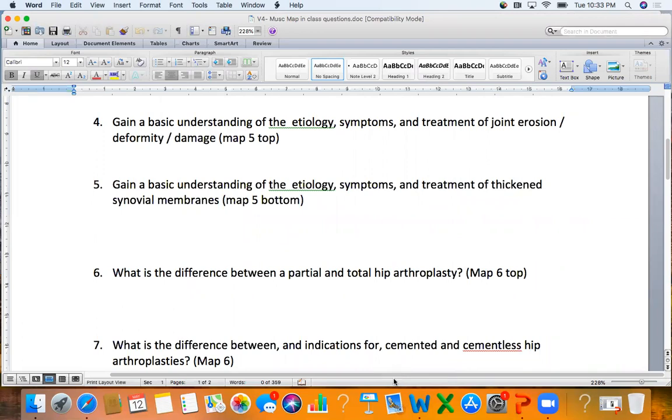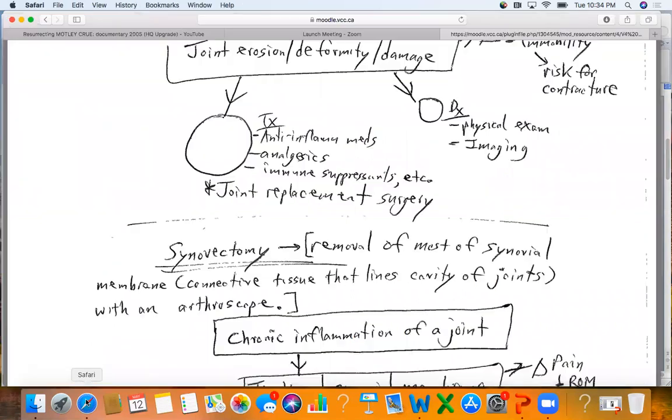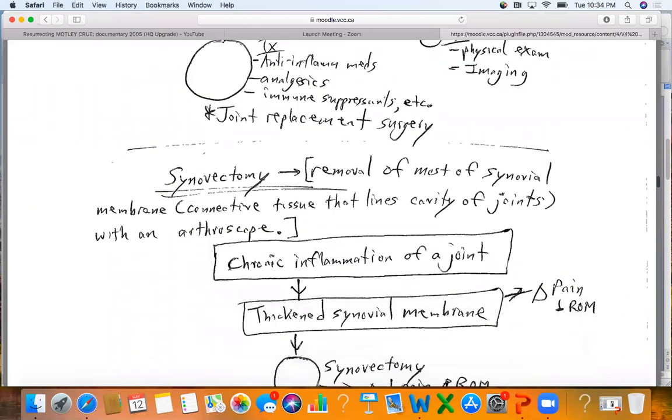The next question, 5, talking about synovial membranes. So let's just kind of dig into that a little bit here, what we do about issues there. So there's a connective tissue that lines the joints, and it can become thickened. Oh, how does that happen? What does this remind us of that we talked about in the previous unit? What can cause thickening of the synovial membrane?